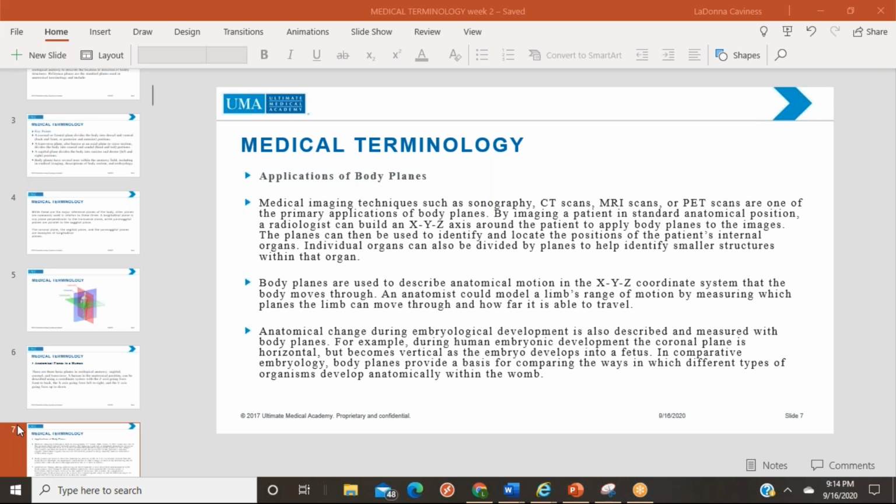Anatomical change during embryological development is also described and measured with body planes. For example, during human embryonic development, the coronal plane is horizontal but becomes vertical as the embryo develops into a fetus. In comparative embryology, body planes provide a basis for comparing the ways in which different types of organisms develop anatomically within the womb.